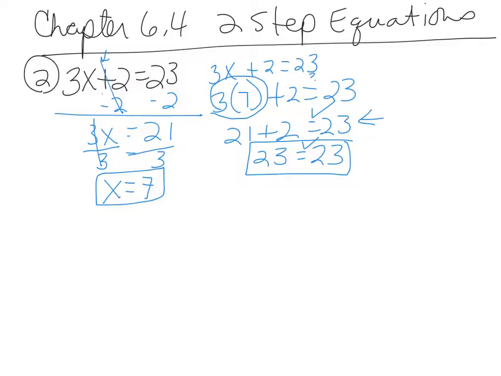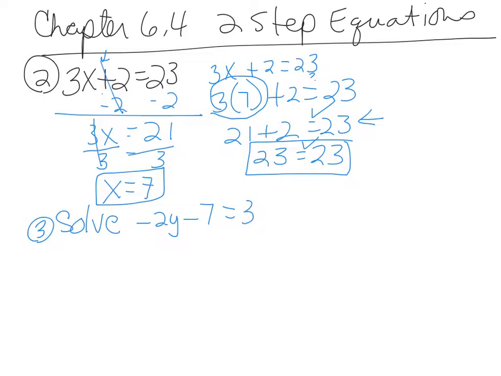Number 3, let's squeeze this one in as well. Solve. This one is a little bit harder because now they're going to pull in the negatives. Solve and check. It is negative 2y minus 7 equals 3.